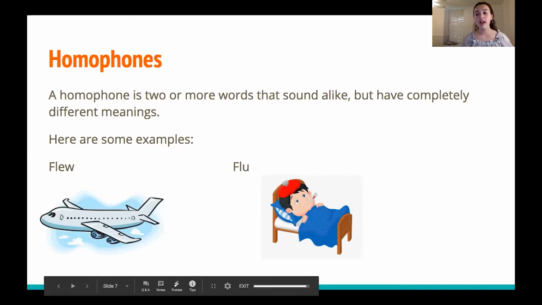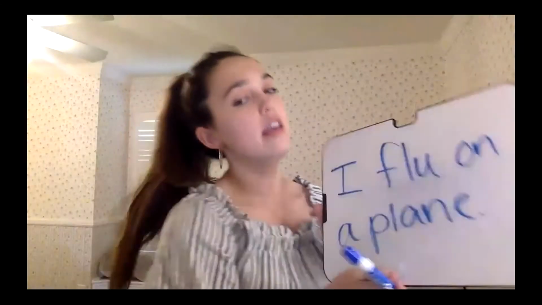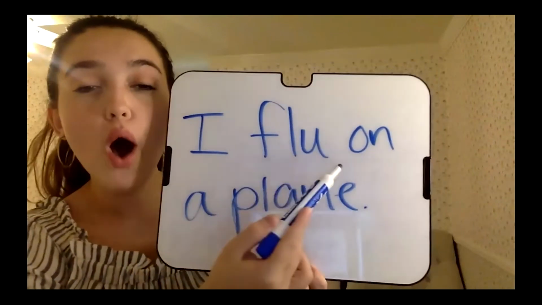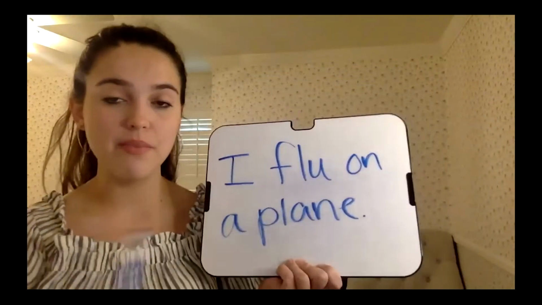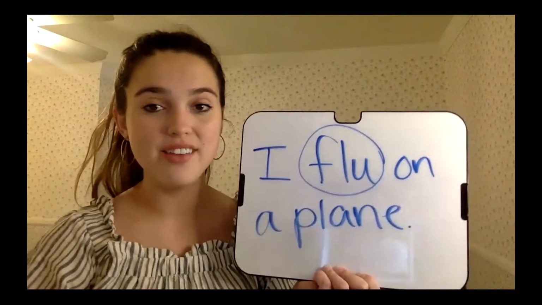Because if we put, here, let me stop sharing my screen for a second so I can show you guys on a piece of paper. If we wrote a sentence together and we said, I flu on a plane. If we said, I flu on a plane, does that make sense? Because this is saying, I flu, the sickness kind of flu, I flu on a plane. That doesn't make any sense. So it's important to use the right homophone in your sentence because they can easily get mixed up.